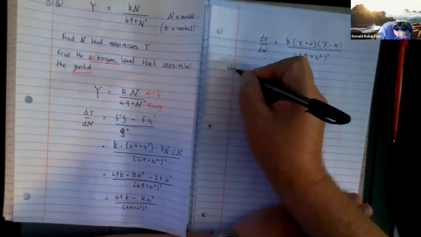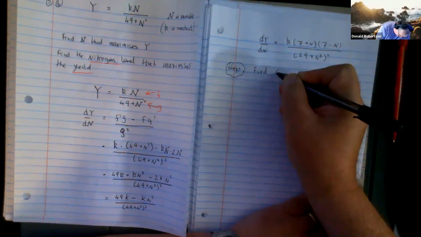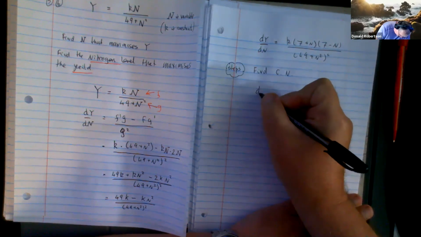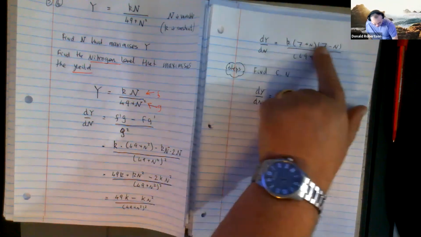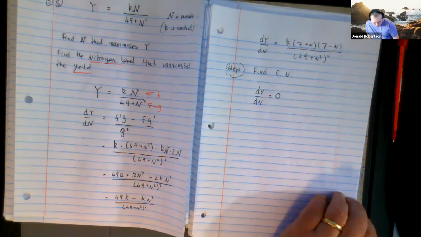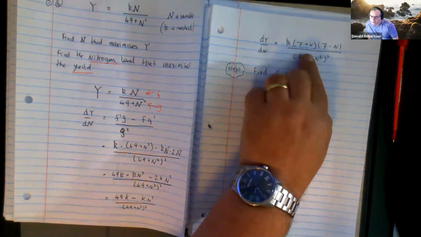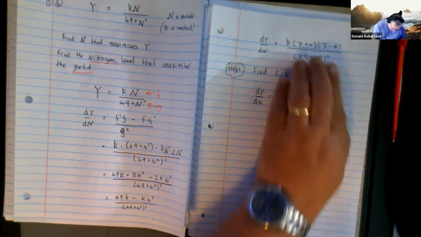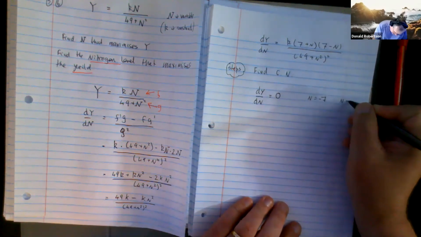Step 3. Find the critical numbers. Well, the most obvious ones to look for are the ones that make the derivative 0. Because I've already written this in a nice factored form, it should be pretty easy to find the values of n that make this derivative 0. The ones that make this derivative 0 are the ones that make the top 0. And the values of n that make the top 0 are -7 and the other one 7.